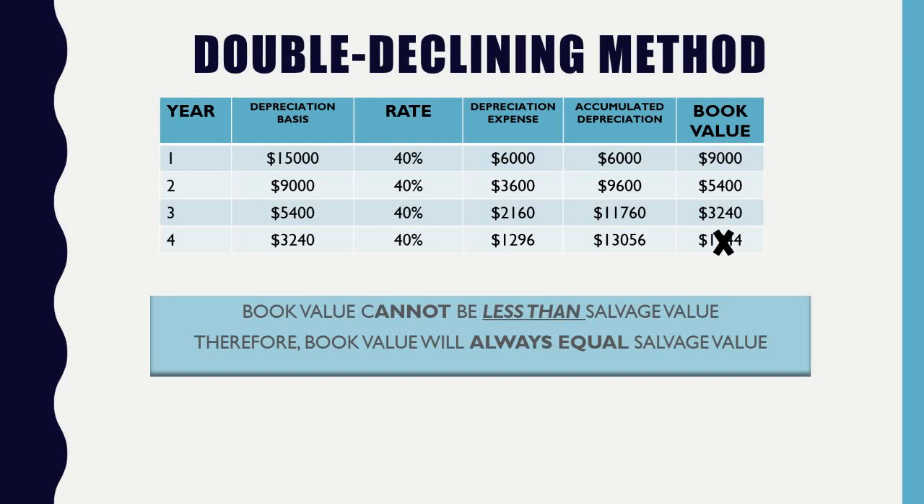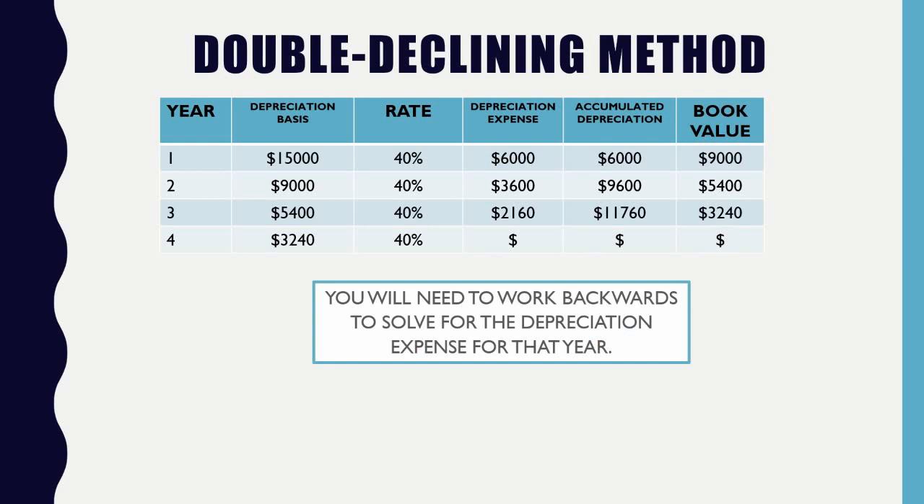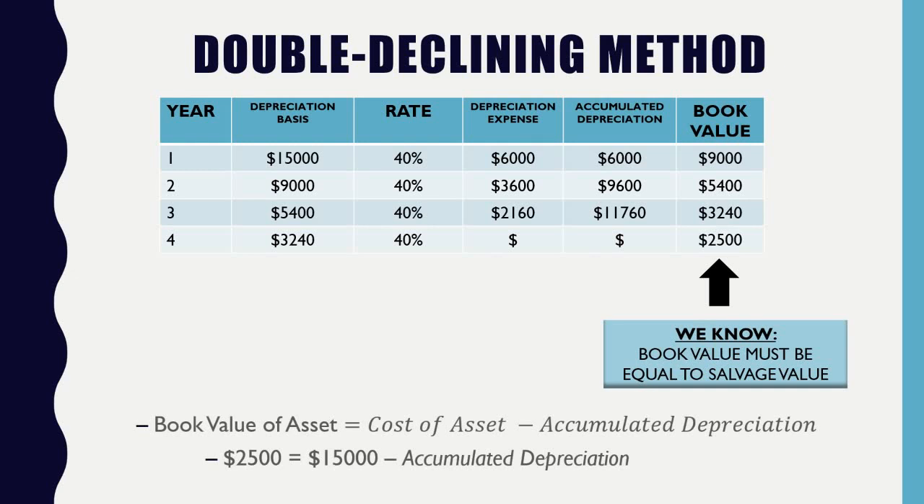So in that case, there is something that I have to do. I cannot go beyond salvage value. So what I have to do is work backwards. It must be equal to salvage value. So I must work backwards to figure out how much I have to depreciate in order to get to my salvage value. If I know that my book value should equal salvage value, I'm going to be working backwards. So this is a lot of math that's going to be involved.